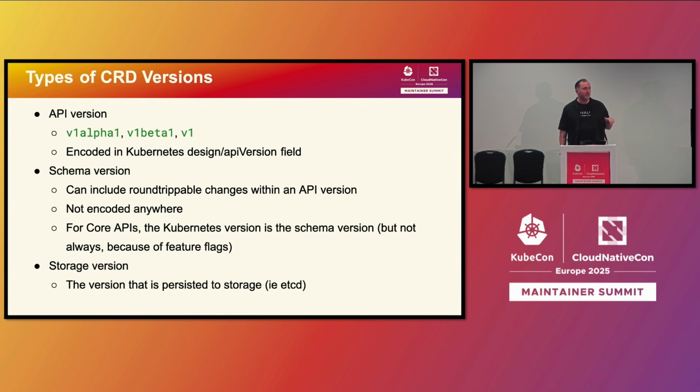For core APIs, generally the Kubernetes version is the schema version. That means that when you bump a Kubernetes release, it's allowable to make round-trippable changes, and so effectively the schema version is the Kubernetes version. And then very importantly, there's also the storage version, which is the version that gets persisted to etcd. A lot of the funkiness about making changes comes down to being able to safely do storage version conversion. That's an awkward phrase, but it means being able to safely convert between different versions to whatever version you need to store. And that's where the round-trippable requirements come from.